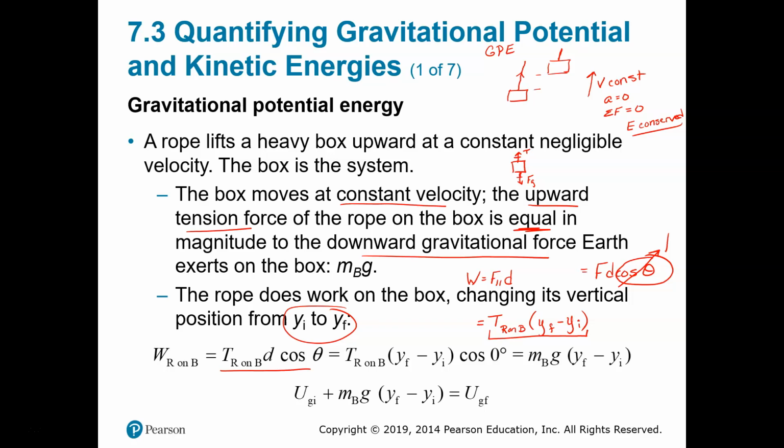So what else do we know? Well, we know that that should be counter to the work that was done by the force due to gravity, because again, velocity is constant. The change in the kinetic energy has got to be 0. So what do we know? Well, here, what is T_R? We said that that was equal and opposite to the gravitational force. So that is going to be where this mg comes in.